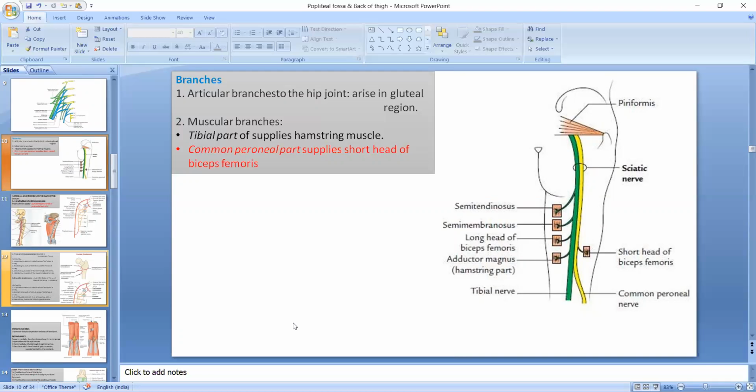And sensory function, no direct sensory function is provided. It indirectly innervates the skin of the lateral leg, heel, and both the dorsal and plantar surface of the foot. So this is the motor and sensory function of the sciatic nerve. Now we should discuss what is the relevance of the sciatic nerve.